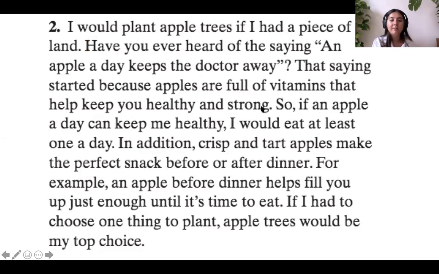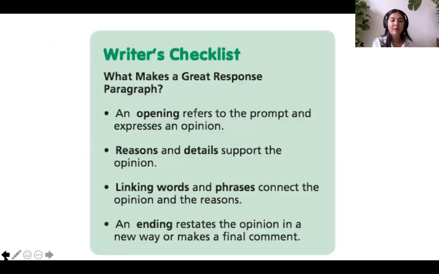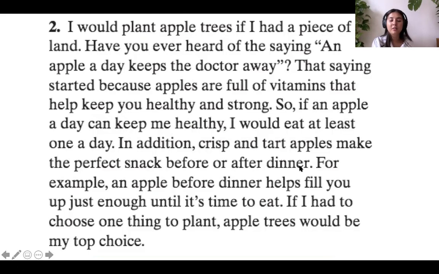Okay, guys. So, who can help me label this paragraph? Where is the opening that refers to the prompt or answers the question? Ruby, can you please underline the opening? Good job. Well done, Ruby. So from I would plant apple trees if I had a piece of land. So this sentence is my opening. It answers the question. I would plant apple trees and it gives my opinion. Apple trees obviously are my choice here.